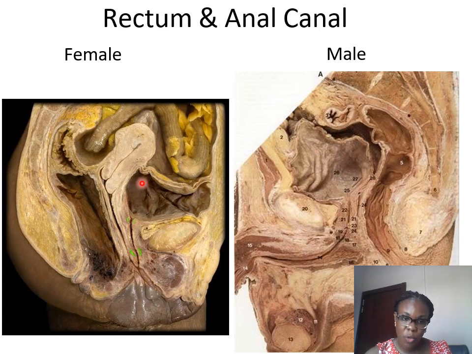Now this is a female specimen. This is the rectum, and this is the anus. This is the uterus. This is the space called the pouch of Douglas, when we tell you there's free fluid within the pouch of Douglas. And of course this is the bladder.